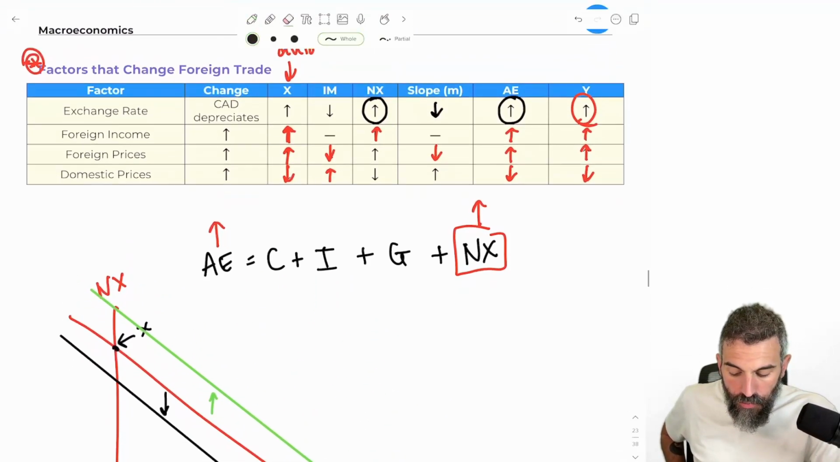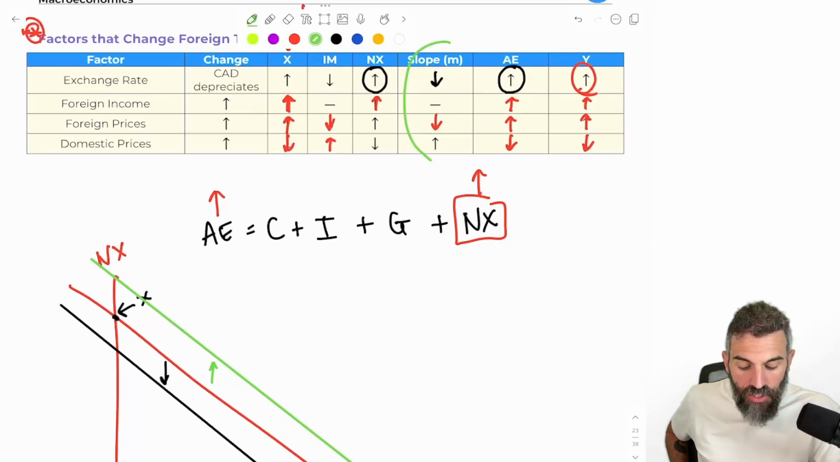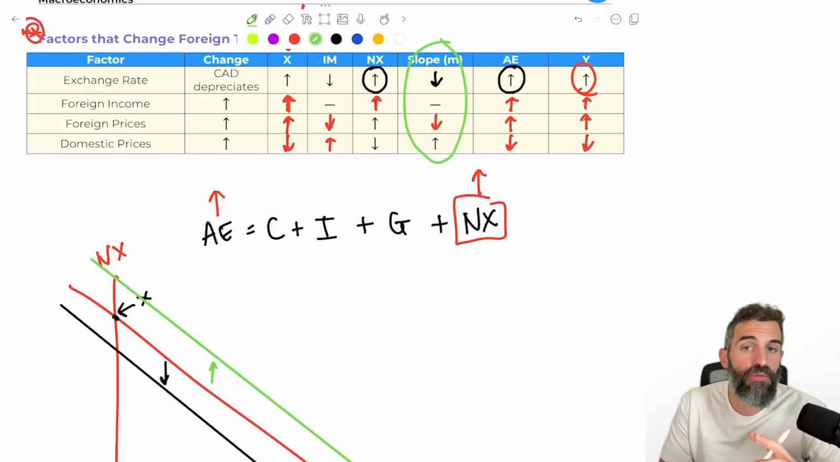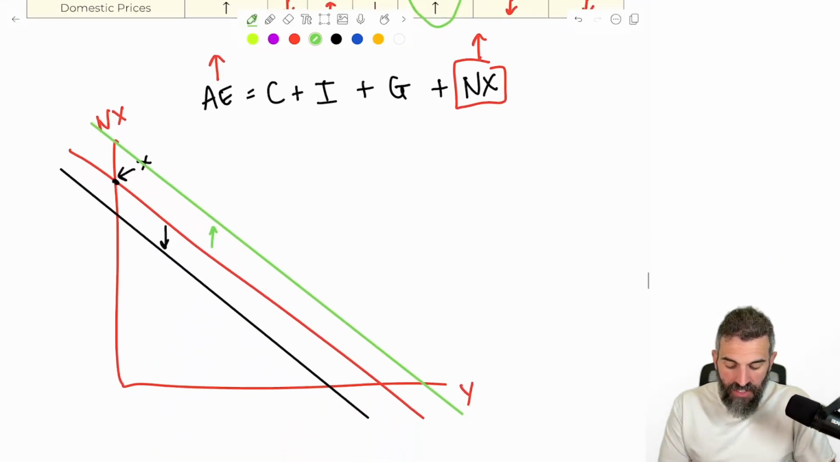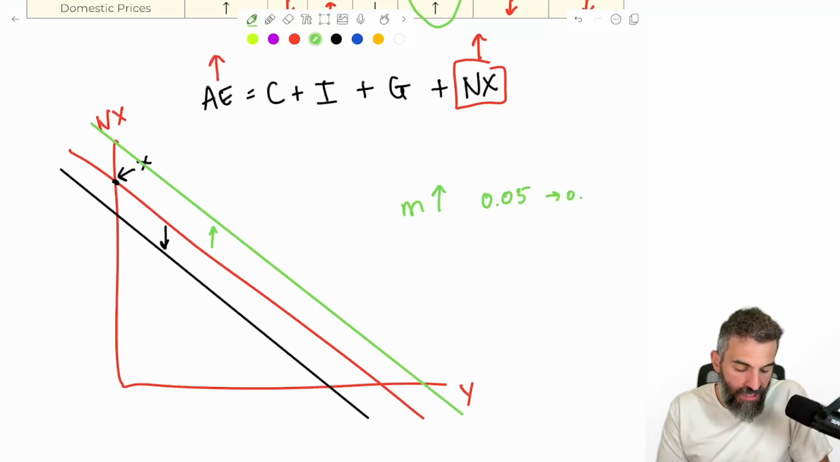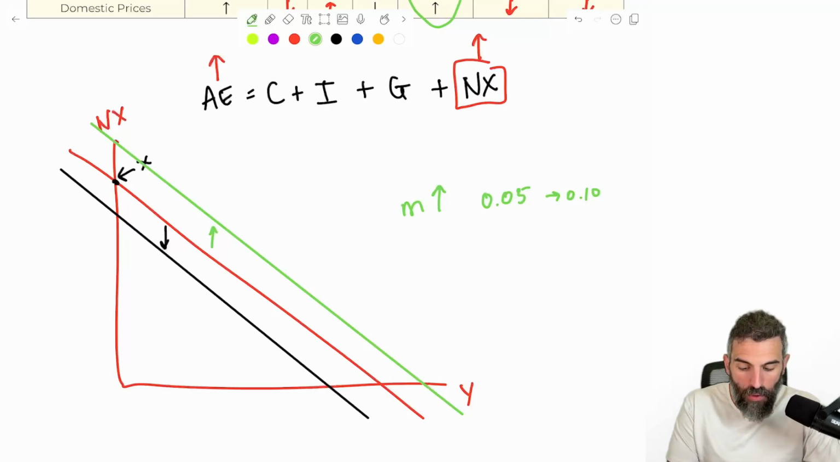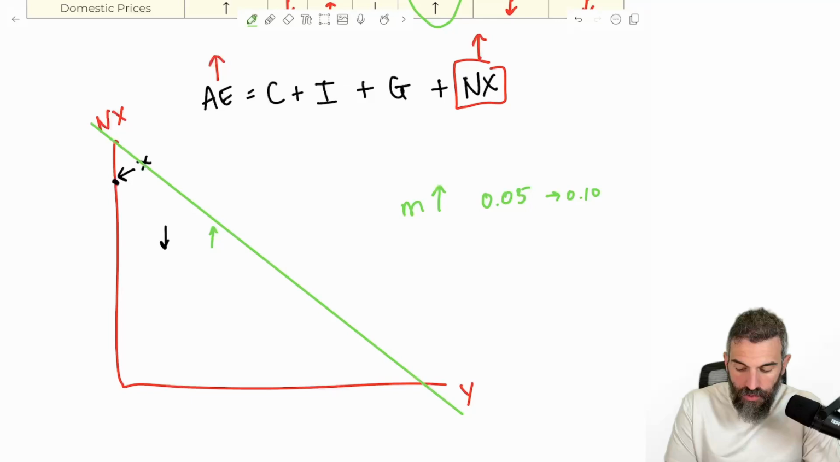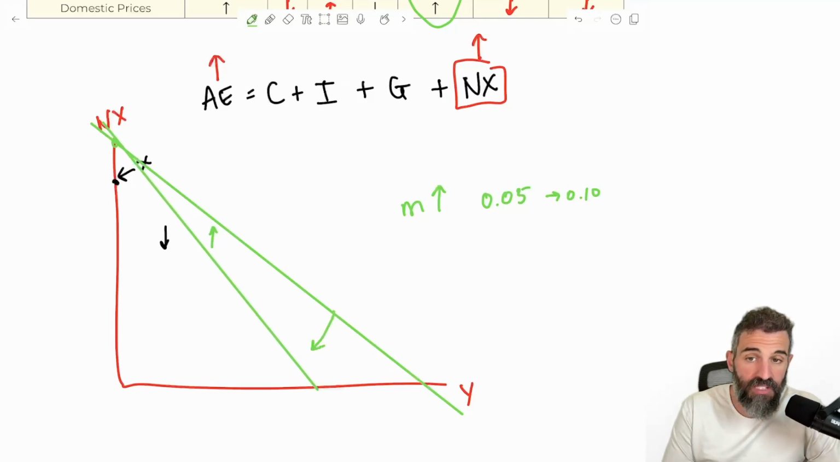If it's your marginal propensity to import, the M that changes, M is the slope. That would be a rotation. So for example, if your M increases, so for example, it goes from 0.05 to 0.10, that means you're going to import more. Your line will actually become steeper. Your slope is increasing. So it looks something like this. It would rotate inwards. It would become steeper. And vice versa. If you're importing less because your slope decreases, the line will become flatter.